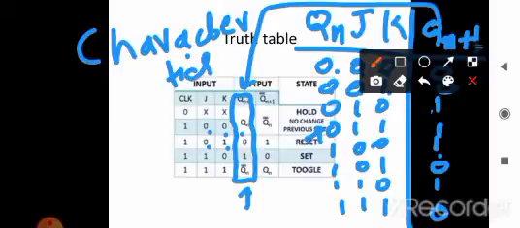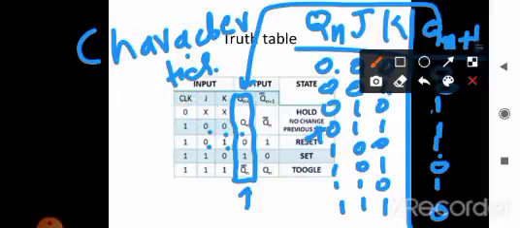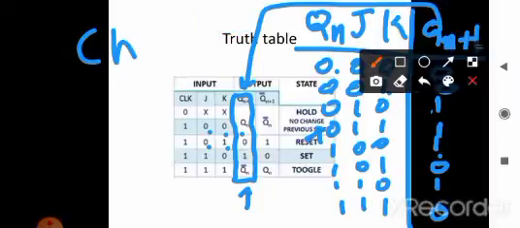This is the characteristic table. Next we see about the excitation table.